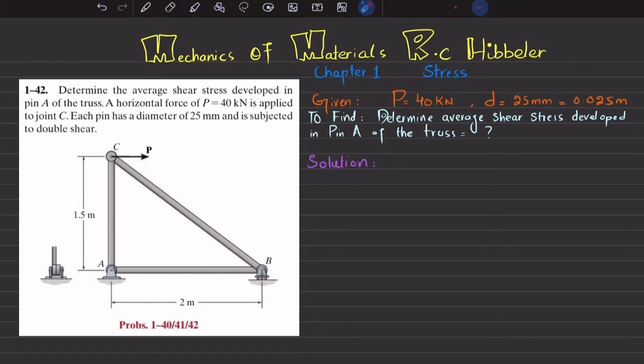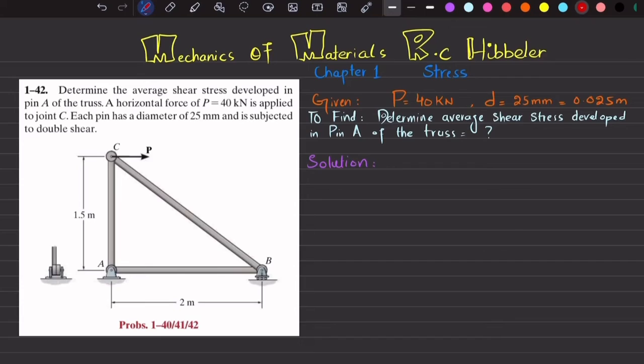So you can see this is the truss. At point C we have a load of P, at point A we have a pin support, and at point B we have a roller support. You can see this is the side view, and there is a pin which is in double shear. So we have to find the average shear stress developed in the pin. So let's start with the solution.